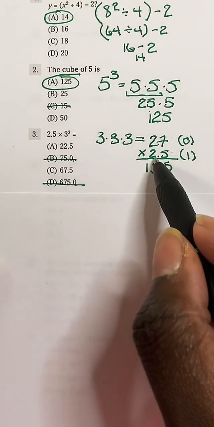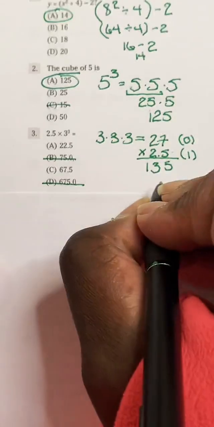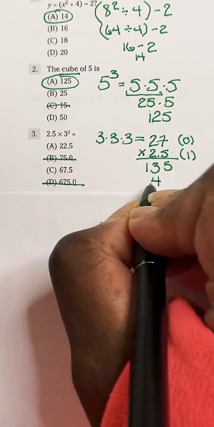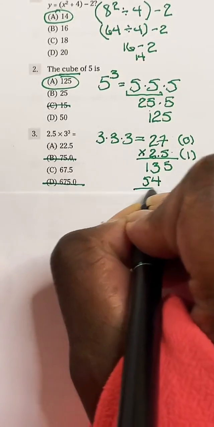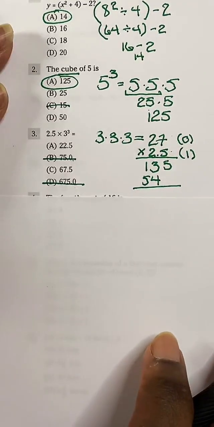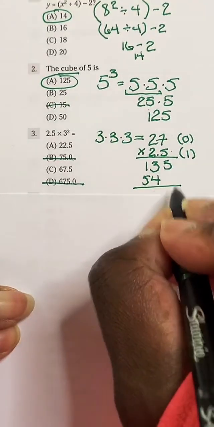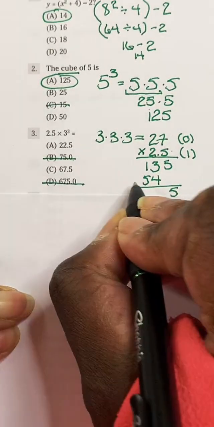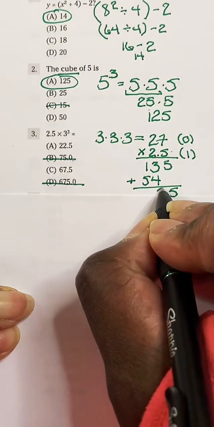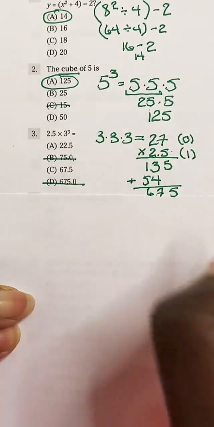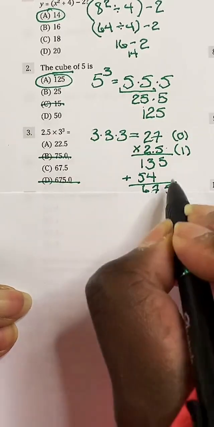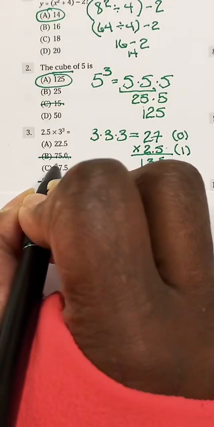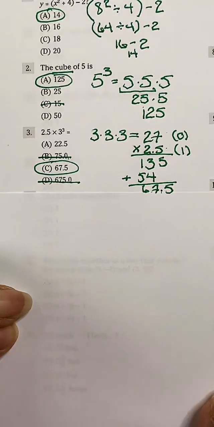So now if we continue on, we have 2 times 7, that gives me 14. Carry the 1. 2 times 2 is 4, plus the 1 gives me 5. So I bring down my 5. 3 and 4 added together, make sure you're adding, gives me my 7. And there's my 6. But we have 1 decimal place. Boom. We have our 67.5. Our answer is C.